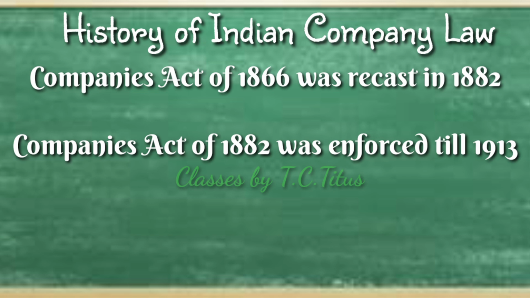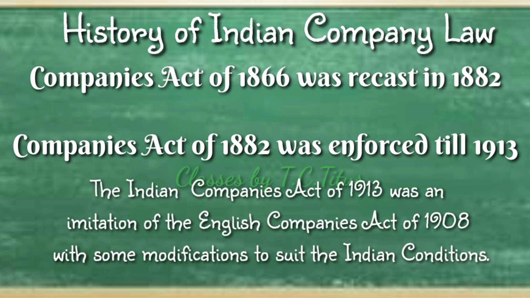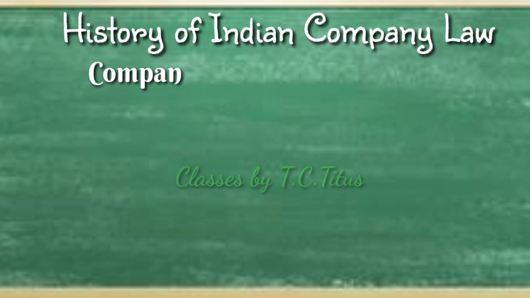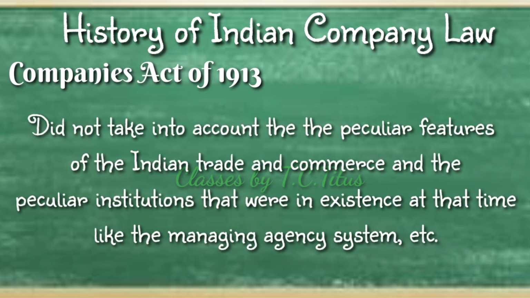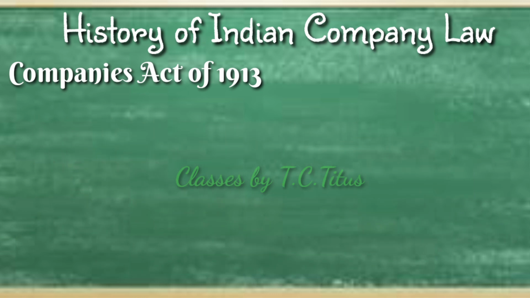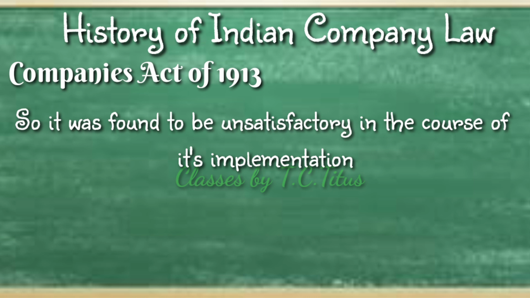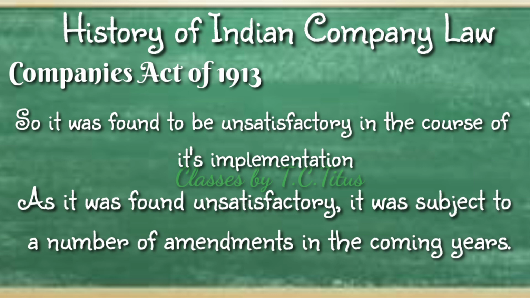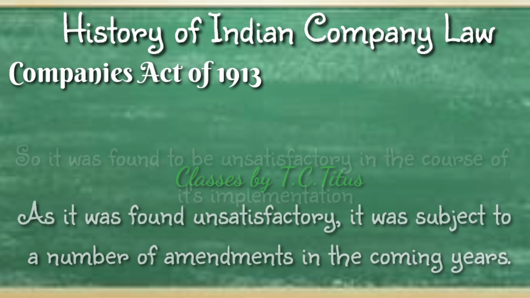The Indian Companies Act of 1913 was an imitation of the English Companies Act of 1908 with some modifications to suit the Indian conditions. The Indian Companies Act of 1913 did not take into account the peculiar features of the Indian trade and commerce and the peculiar institutions that were in existence at that time, like the managing agency system, etc. So it was found to be unsatisfactory in the course of its implementation. It was subject to a number of amendments in the coming years.